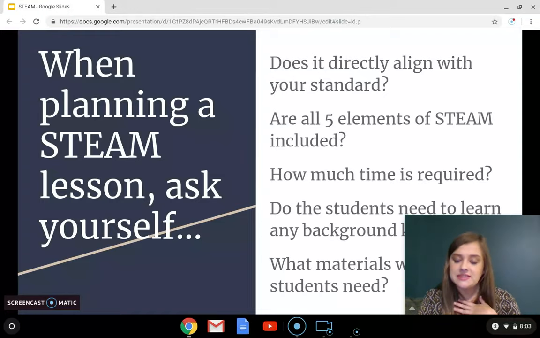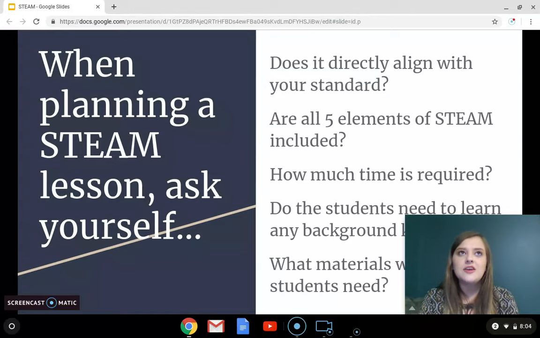When I planned my STEAM lesson, I literally made a checklist that had STEAM, and I was like, science, how is this helping with their science? Like, what are they learning in science? Is this benefiting that? Technology, what are they using? That's technology. Engineering, what are they building? What are they trying to engineer?